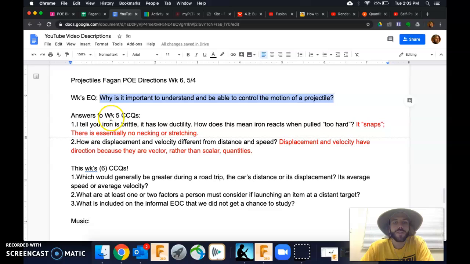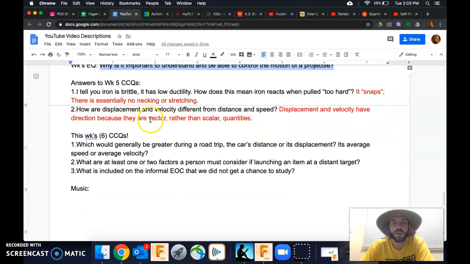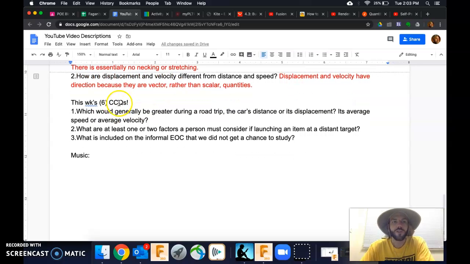So answers to week 5 CCQs, here they are. Pause it if you want to read those. They will be in the details of this video. This week's CCQs, comprehension check questions. 1. Which would generally be greater during a road trip? The car's distance or its displacement? Its average speed or average velocity? For those answers, you have to make sure you understood last week's material. These two questions that are coming up next are checking that you understand what's going on this week.